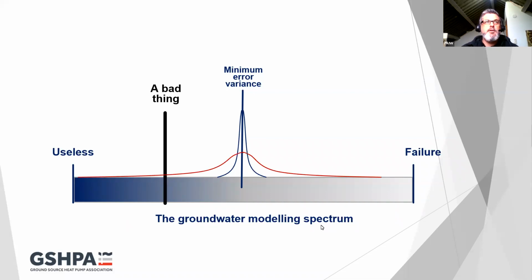And what is the purpose of any model? Well, it should help us make decisions to avoid a bad thing happening. There's always something bad on the horizon of any project, be it failure to achieve flow rates, getting unacceptable hydraulic or thermal interference. In other words, anything that can adversely impact the sustainability of the open loop ground source heat pump system. Good models can and do help us understand the statistical gap between our bad thing happening and our model predictions to help us manage risk.